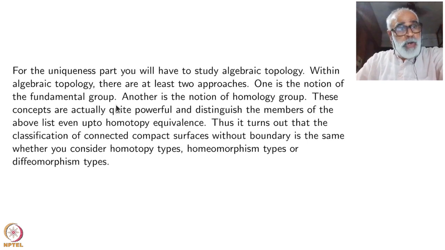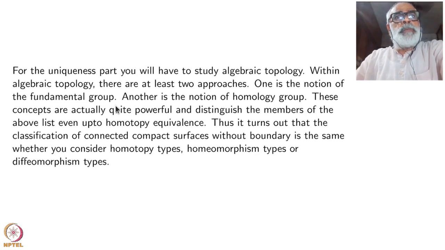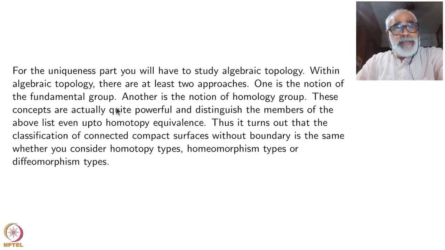Now, if two spaces are homeomorphic, or even homotopy equivalent, I am assuming connected surfaces, nice topological spaces, if they are homeomorphic to each other, they will have isomorphic fundamental groups. Since the list will give you different fundamental groups, they must be non-homeomorphic. So that is the way the proof is completed.